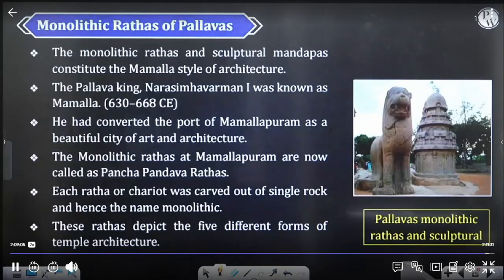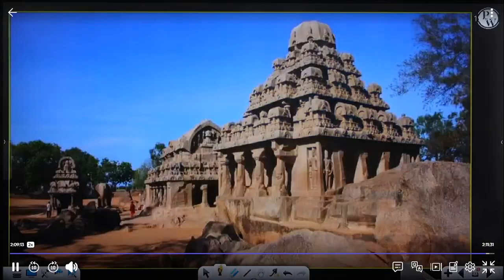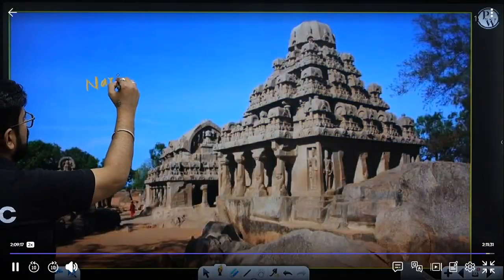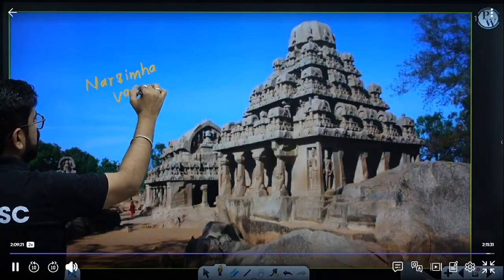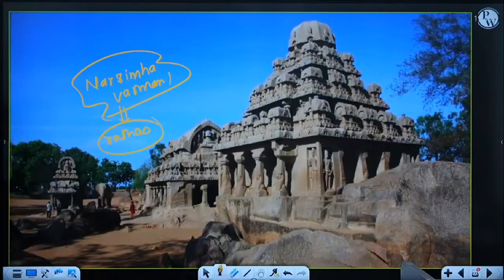Go ahead with your other class, and we'll continue from here. We'll talk about the cultural contribution. I'll show you the Rathas and all. These are the Rathas technically. This is what Narasimha Varman I did. These are the Rathas or Mandaps, mainly Rathas, which he made, and then we'll find the structural temple. We'll continue from here tomorrow.